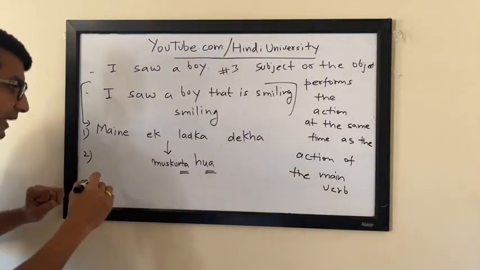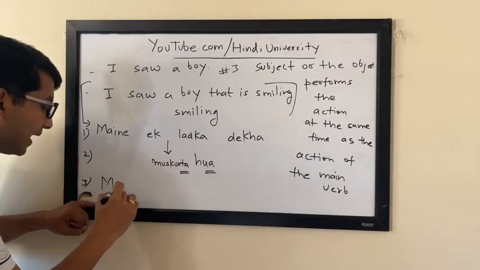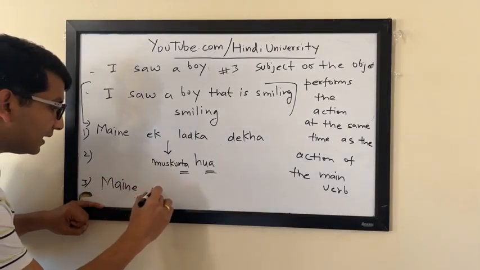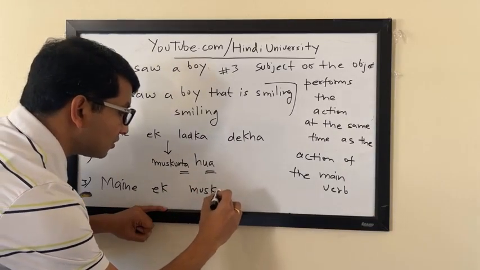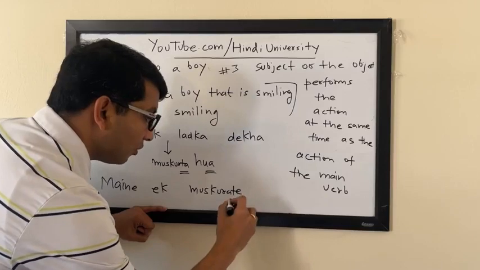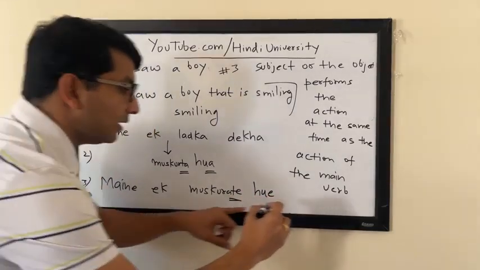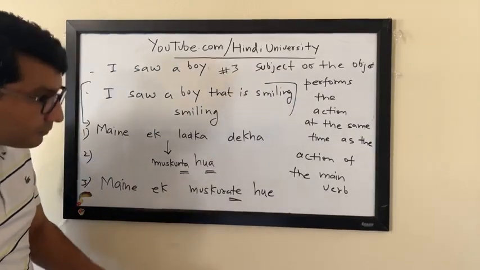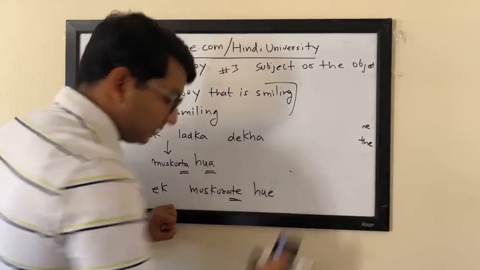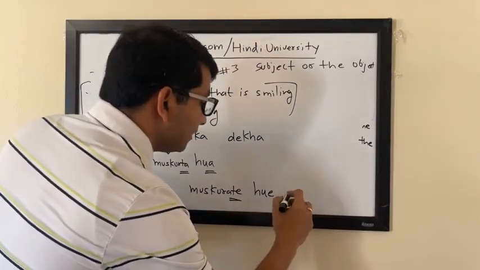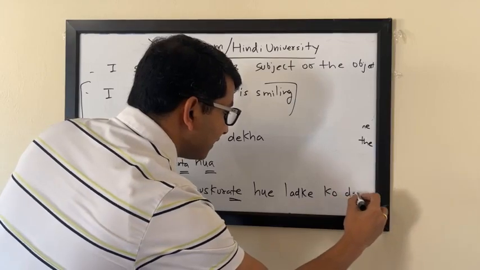Okay, I'm going to write down the answer first, and then I'll explain further. मैंने एक मुस्कुराते, always ending with a sound, हुए लड़के मुस्कुराते हुए लड़के को देखा.